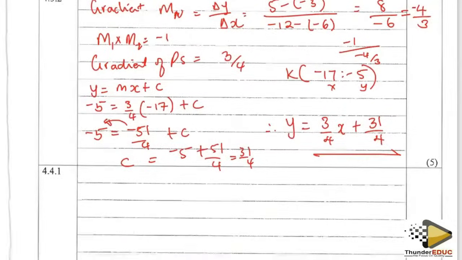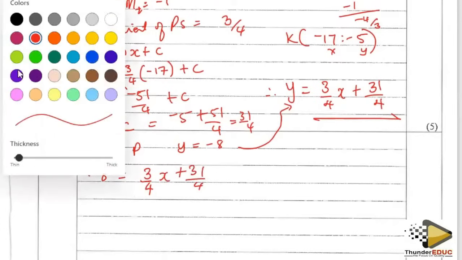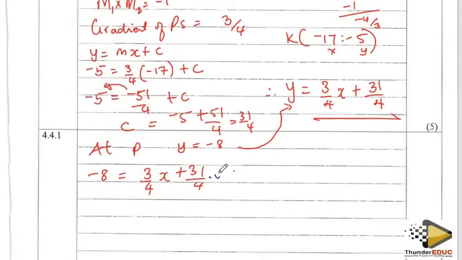All right, so I'm gonna say that at P, y is -8. Then I'm gonna substitute this there and say that -8 is equal to 3/4x plus 31/4. I am seeing that I have a denominator of 4. I can multiply through by 4. So times 4, times 4, times 4. This cancels that, cancels that. Then I'll have -32 is equal to 3x plus 31. When I move this to that side, we'll have -63 is equal to 3x.